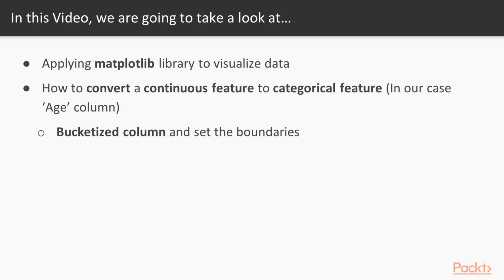Okay, then we'll import the matplotlib library to visualize one of our features, which is age, and we'll learn another important concept, which is to convert a continuous feature to a categorical feature by using a bucketized column. So some great things are coming in a while. Okay, so without further ado, let's hop over to the Jupyter notebook and code this out.